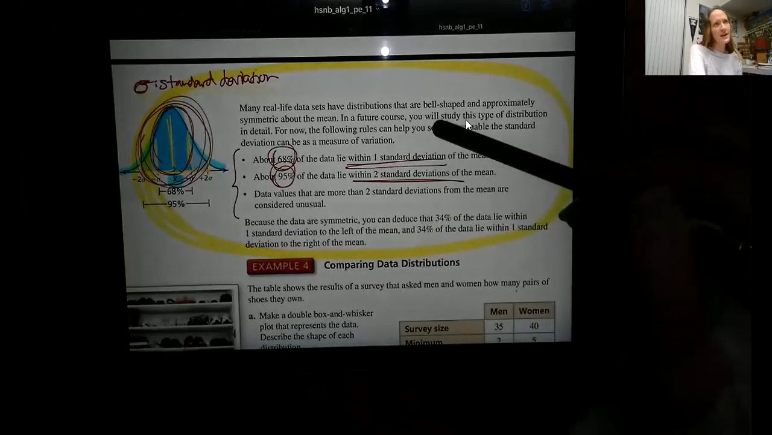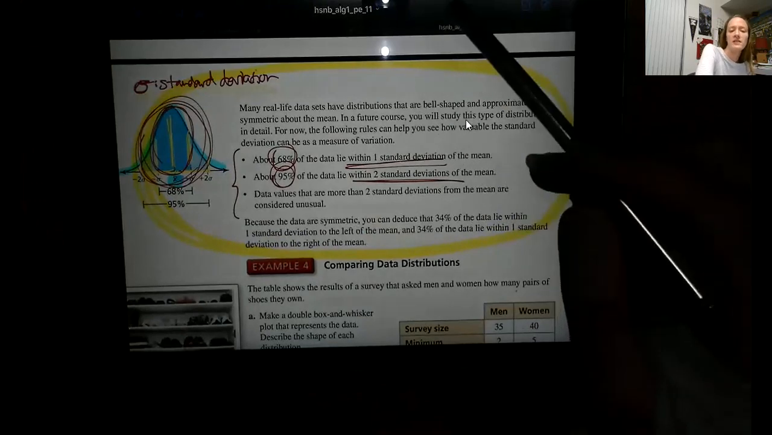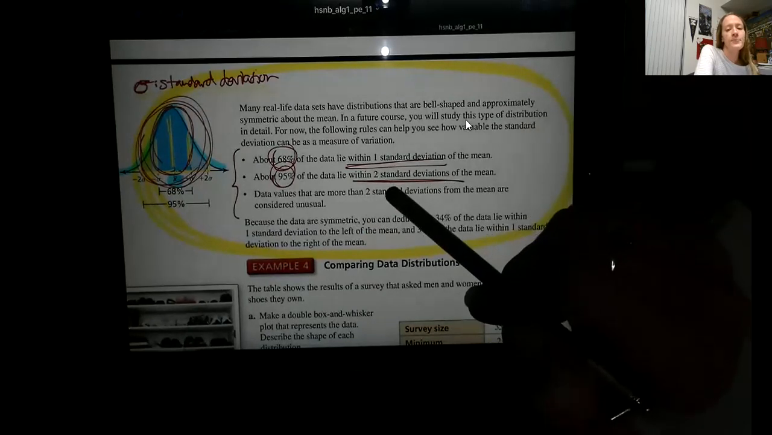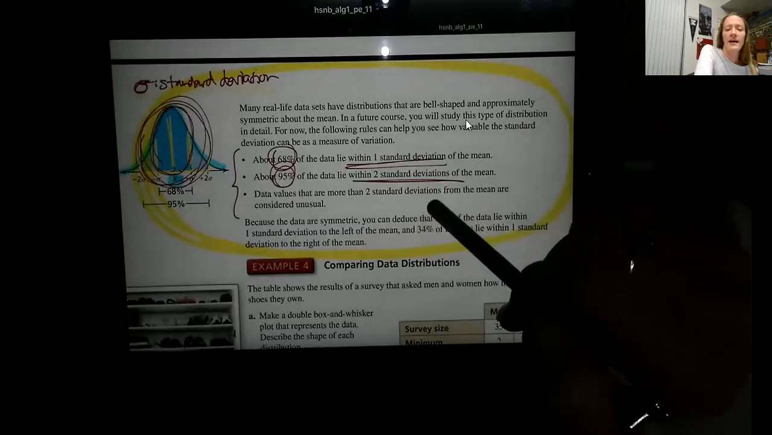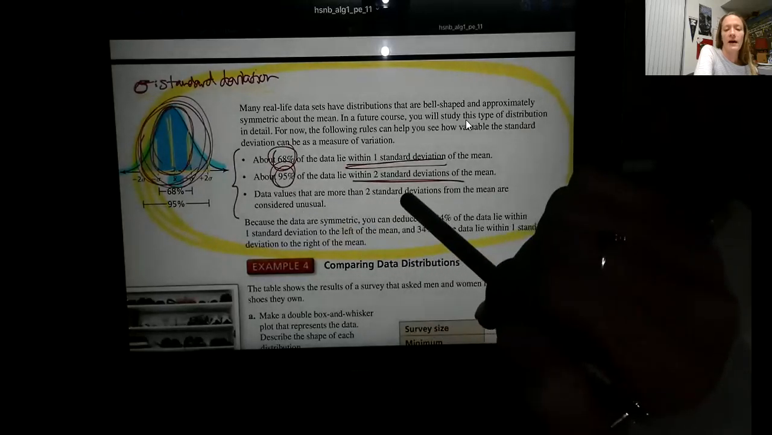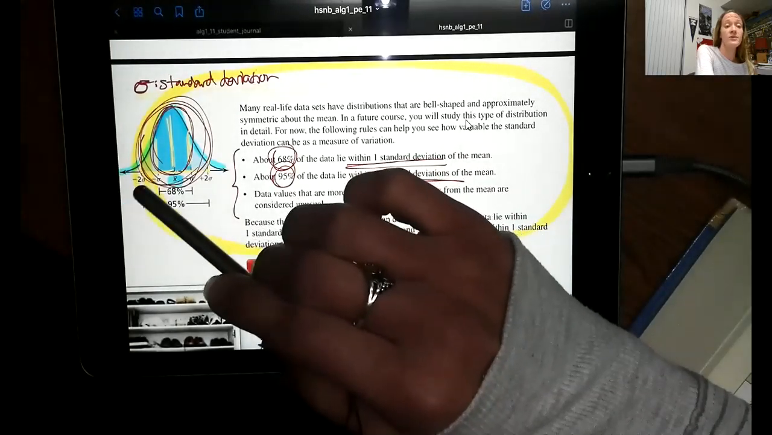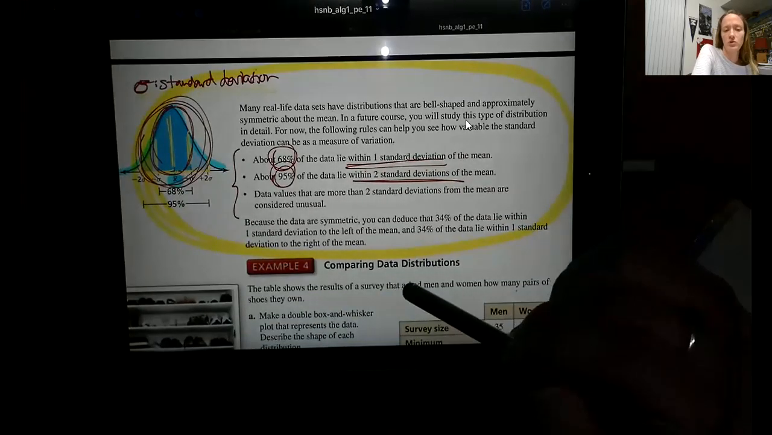And you might hear this in everyday language if you start listening for it, about standard deviations, 1 standard deviation, 2, especially if you're listening to some sort of movie that has to do with stats. But they're saying anything outside of that 95%, anything outside of those 2 standard deviations, so anything here on the tails of the curves, they're considered unusual.